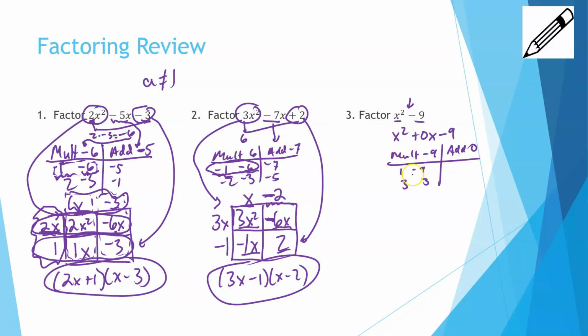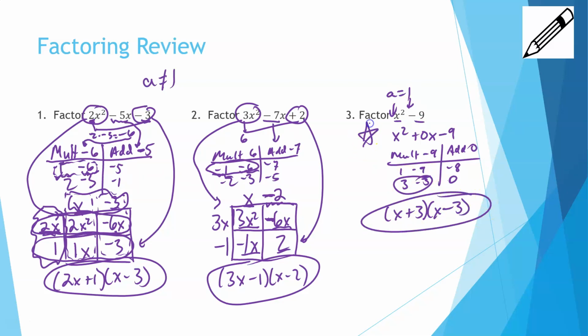To multiply to a negative, I would need to have a negative and a positive. So I'm looking at these again because a is 1 in this case. So I get to just say it's x plus 3 times x minus 3. This is a special case. It's called the difference of perfect squares. So if you recognize that, it will always factor nicely, just like this, where it's opposites. But again, I wanted to show you that you are always allowed to throw a 0x in there.